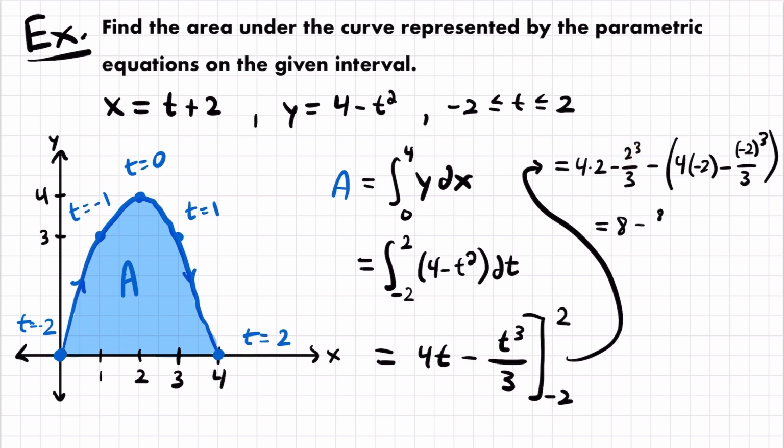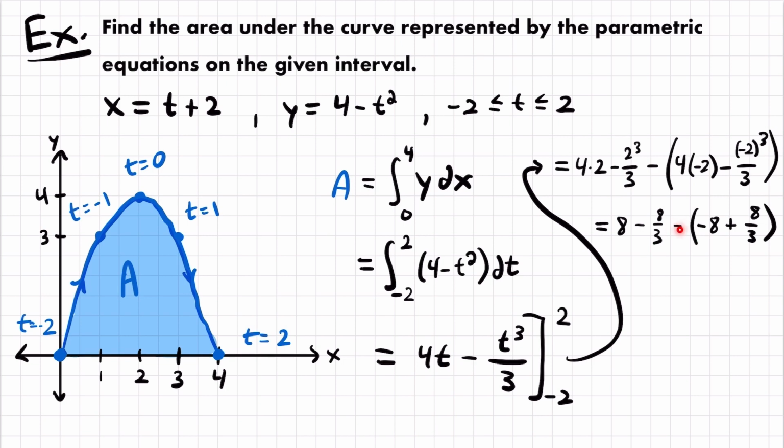So we'll have 8 thirds, and then we're subtracting 4 times negative 2, that's negative 8, so we'll have negative 8 minus negative 2 cubed, that will be negative 8, and we're dividing by 3. So we have negative 8 thirds. Okay, now we're subtracting negative 8 thirds, so those two negatives will cancel out. So I can erase this negative and have negative 8 plus 8 thirds.